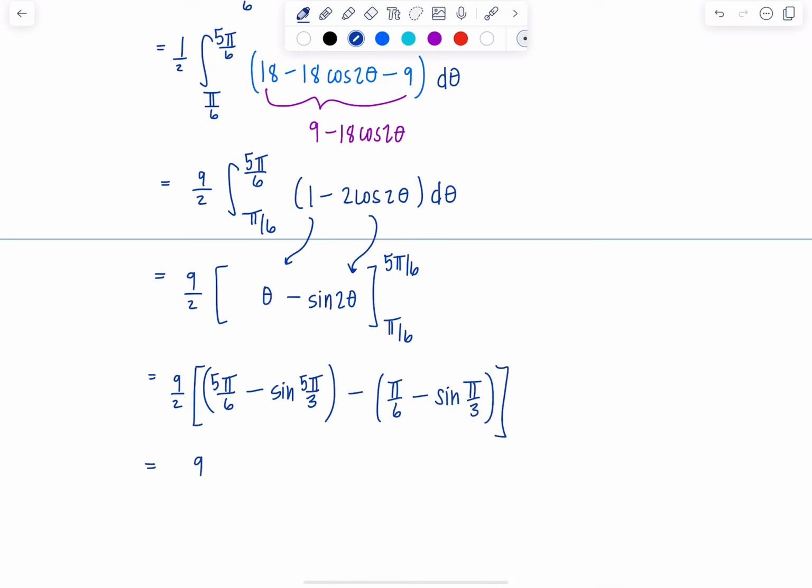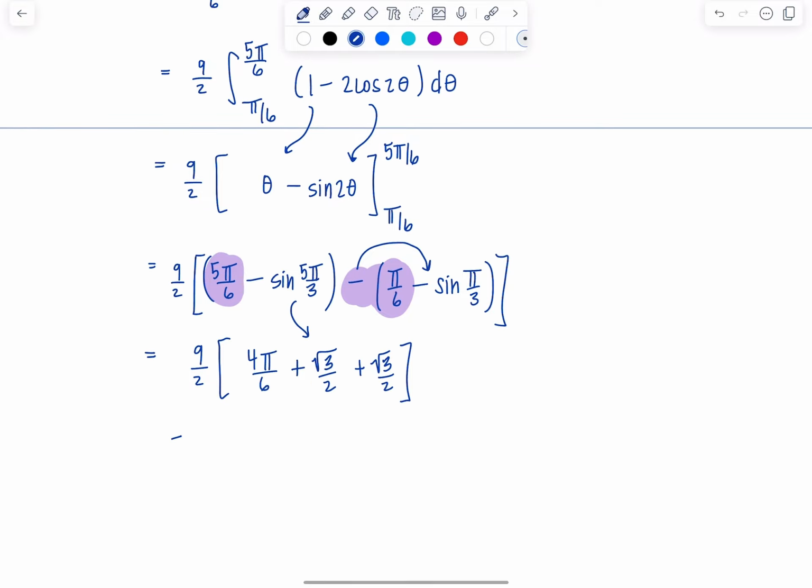So what's going on? 9/2, 5 pi over 6 minus pi over 6, that's 4 pi over 6. Minus, let's see, sine of 5 pi over 3, that is in quadrant 4, so it's negative rad 3 over 2. So this is going to be plus rad 3 over 2. And then this ends up being plus sine of pi over 3, which is also rad 3 over 2. So what's going on? We have 9/2 times 2 pi over 3 plus rad 3.